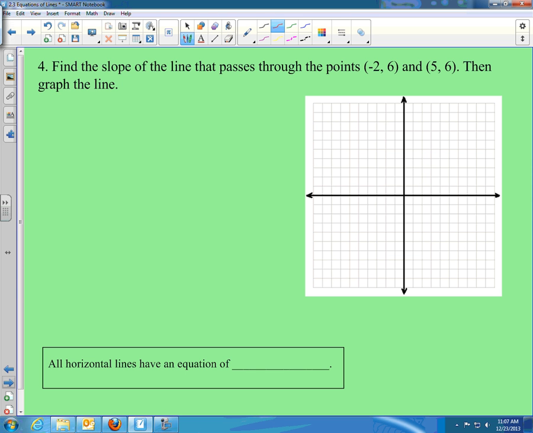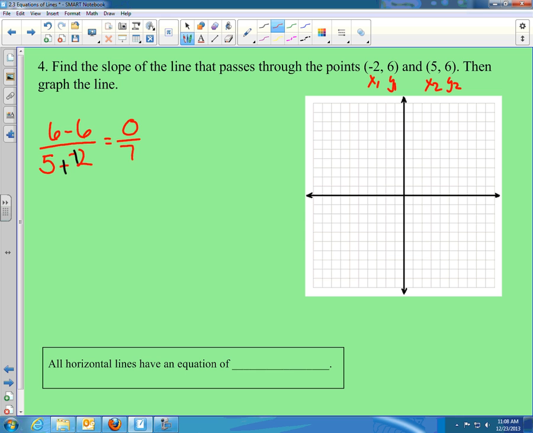Okay, so then the next one says, find the slope of the line that passes through the points negative 2, 6, and 5, 6. These ones are going to be a little bit different when you see the graph. Now we're going to do the same idea as the last problem. So we start with finding our slope. So we'll say x1, y1, x2, y2. All right, so 6 minus 6 over 5 minus negative 2. Don't forget, minus the negative turns into plus a positive. So we end up with 0 over 7.